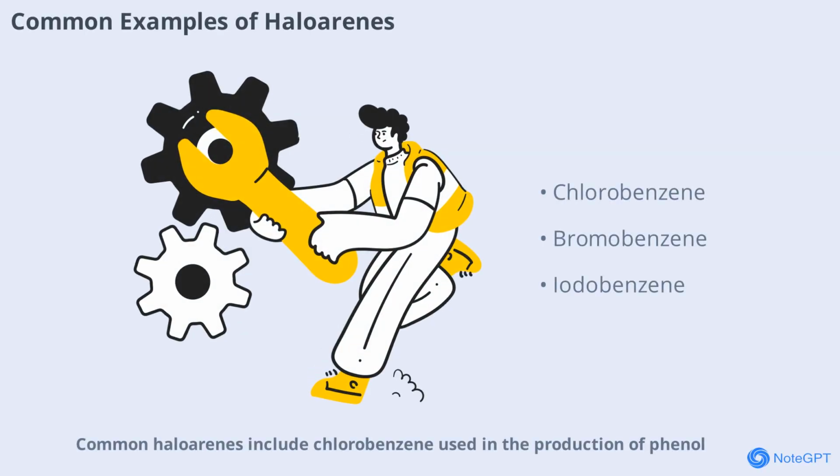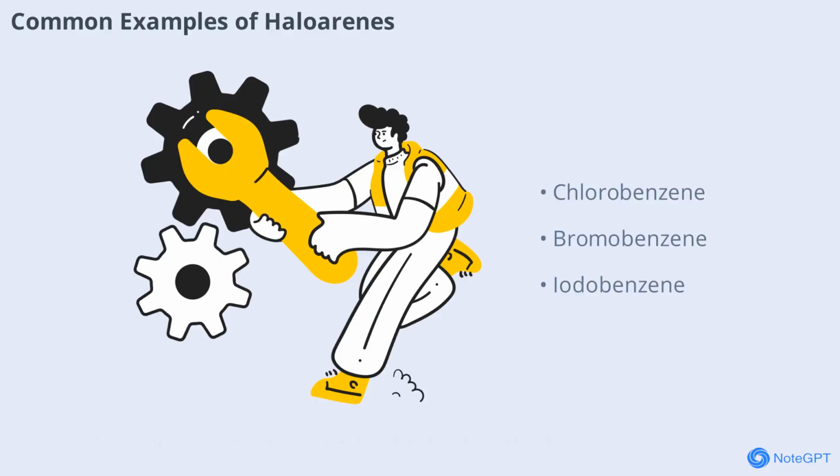Common haloarenes include chlorobenzene, used in the production of phenol, and bromobenzene, a precursor for organic synthesis. Iodobenzene is another example, often used in coupling reactions. These compounds are essential building blocks in the chemical industry, highlighting the practical importance of haloarenes.